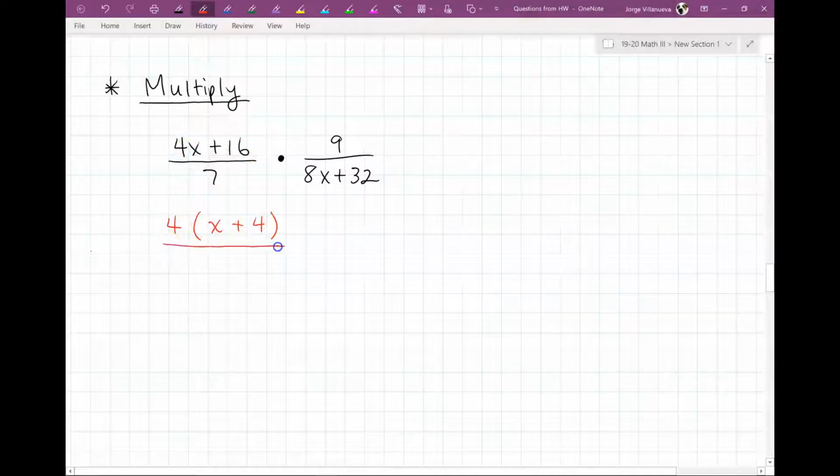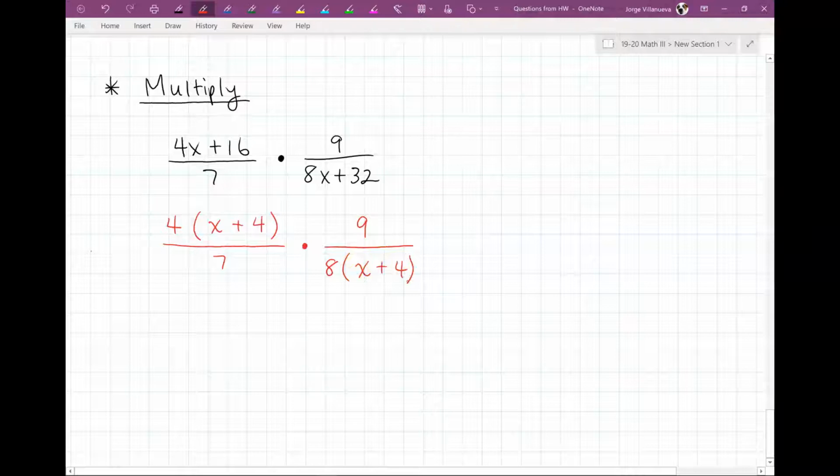Now we're going to leave the 7 by itself because there's not much I can do with that. That 9 on top, not much I can do with that. But 8x plus 32, they both have an 8 in common. So I take an 8 out, and this gives me an x plus 4 as a result.